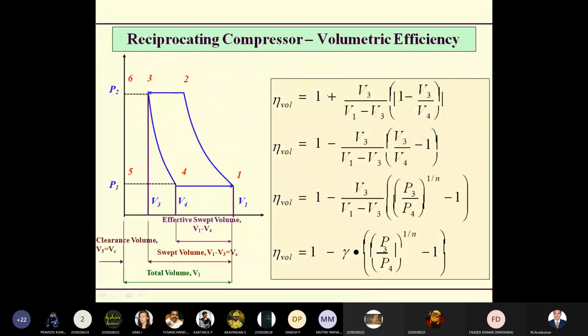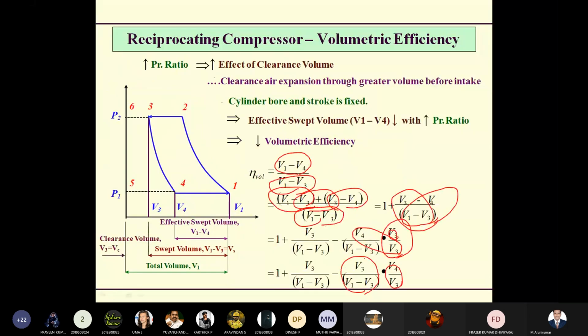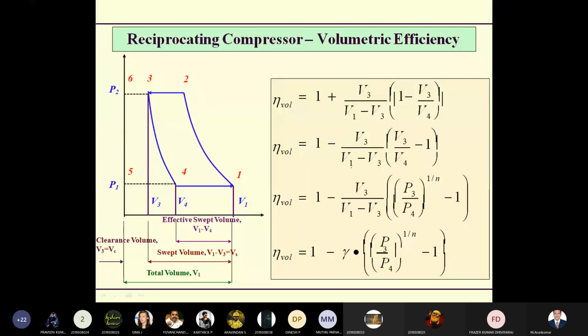So this also can be written as 1 plus V3 by (V1 minus V3), and this V3 by (V1 minus V3) can be taken outside. Then we can write this as 1 minus V4 by V3. So we can have the equation as 1 plus V3 by (V1 minus V3) into (1 minus V4 by V3). Then the minus is taken outside and multiplied, and we have 1 minus V3 by (V1 minus V3) into (V4 by V3 minus 1).